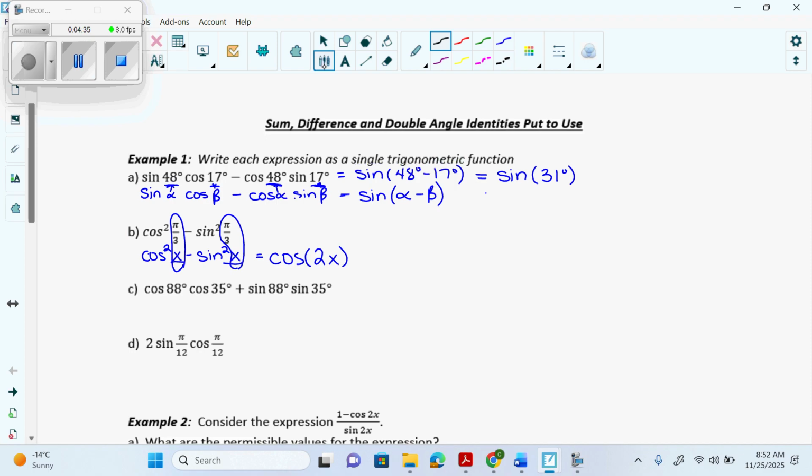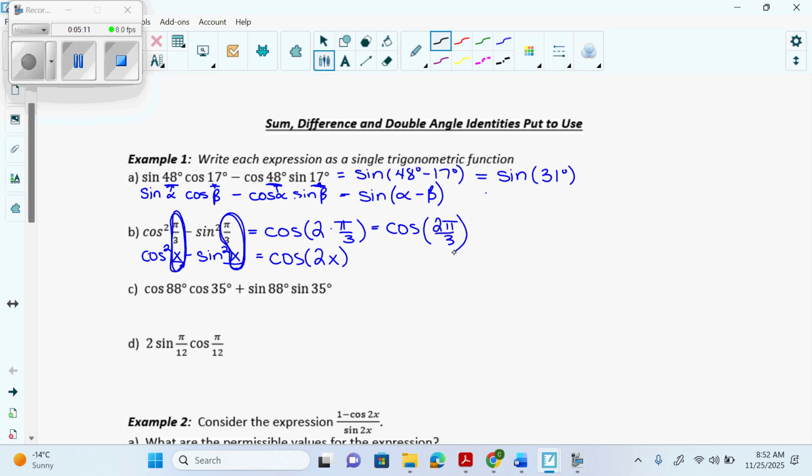So we're going to go equals cos 2, what is x? What's the angle that correlates with x? Pi over 3. So then this turns into cos 2 pi over 3. Done.